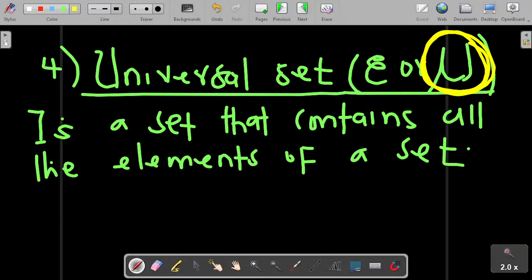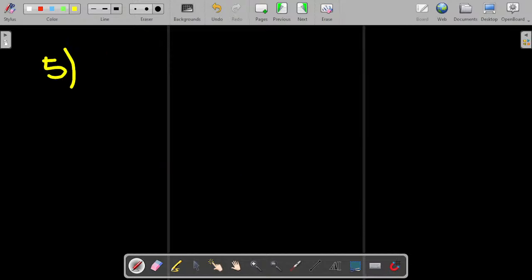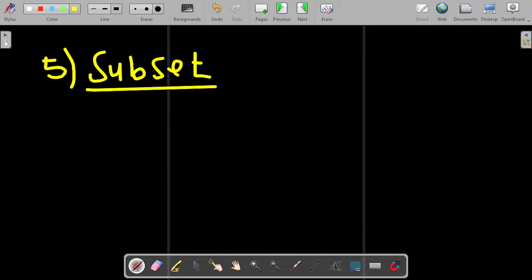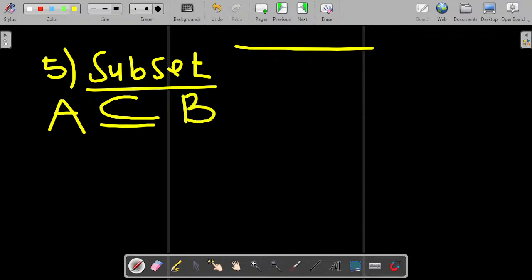Then number 5, we have what we call subsets. So if I have two sets right now, set A and set B, let's assume we have two sets A and B. You can see this sign I put here. That is the sign, the symbol for subset.